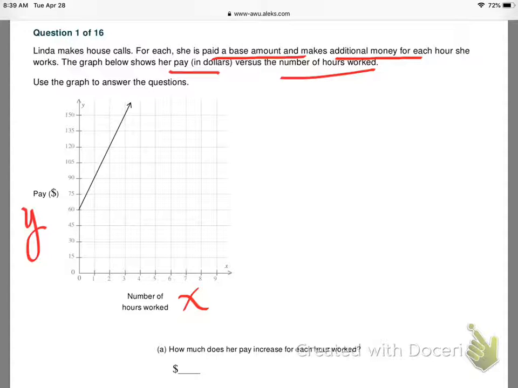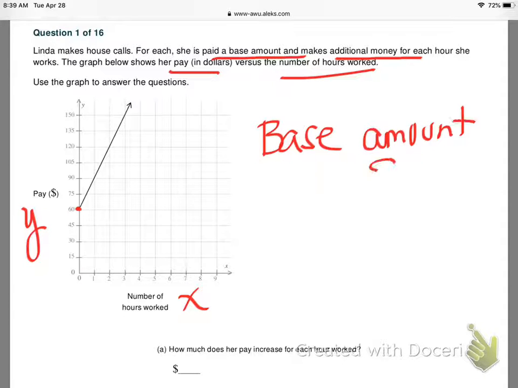So as we take a look here, this graph starts at 60. This means that her base pay, or her base amount, is 60. Why is that the case? Because that's the amount that she starts with. Whether she works for 1 hour, 2 hours, or any hours, she still gets a base amount of $60. So our graph started at 60.